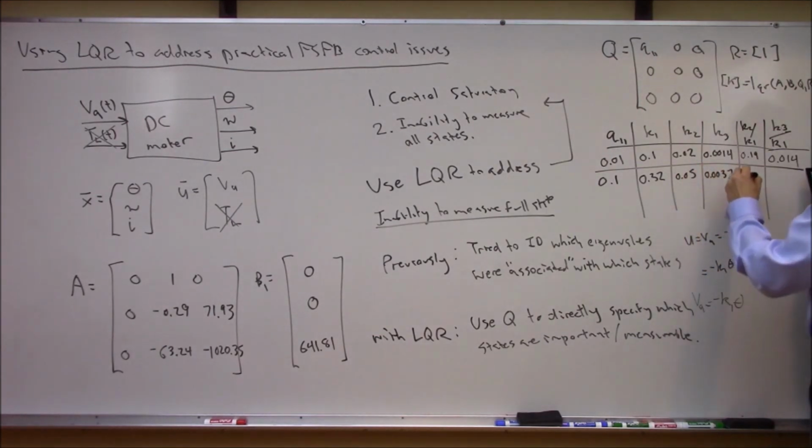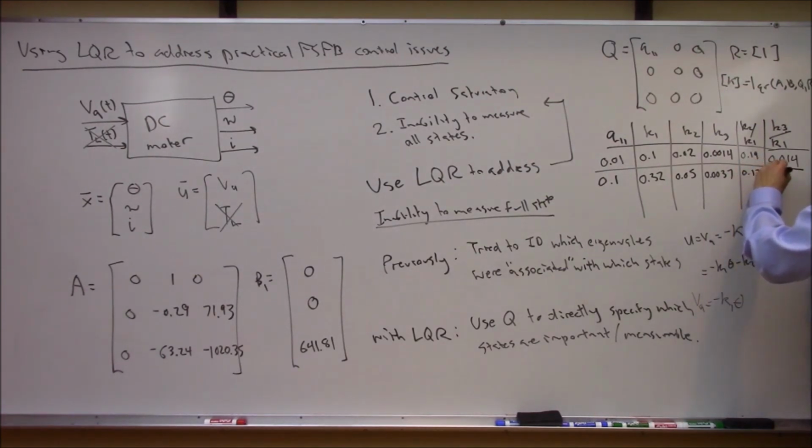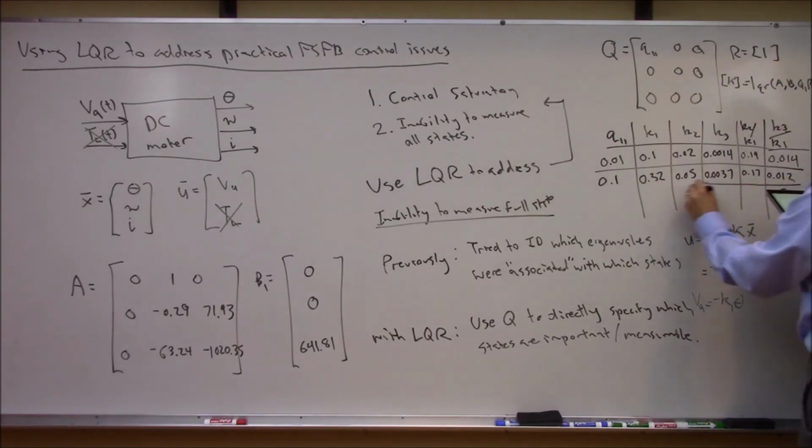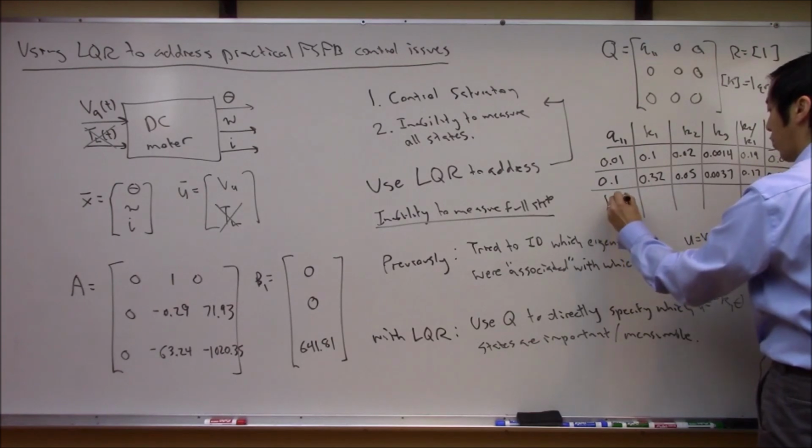So in terms of fractions here, this would be 0.17 and 0.012. So it's going in the right direction, right? The importance is going down. Now it's only 17%. Great, let's keep cranking this up. Let's go 1.0 here, right?